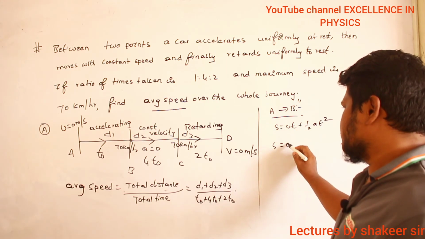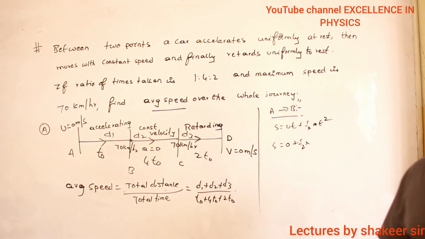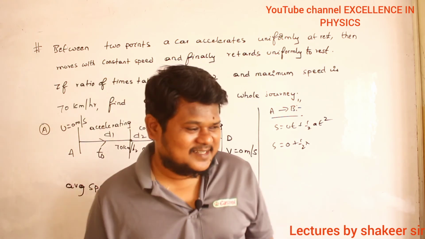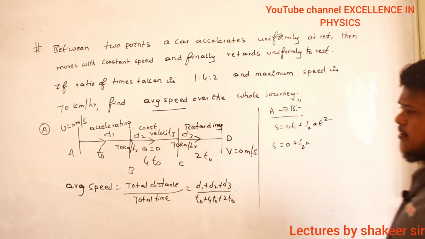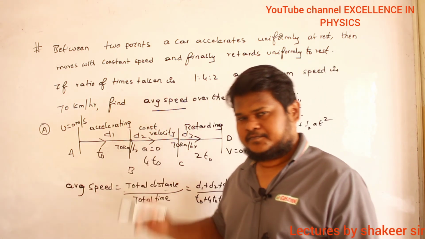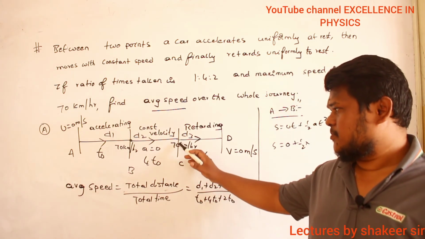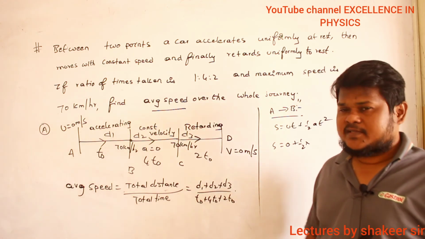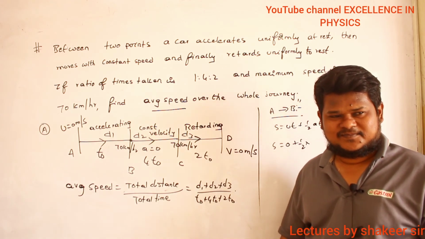Initial velocity is 0, half into acceleration. What is the acceleration from A to B? Is it given or not? No. Then how can I do this problem? Then at least is the retardation between C and D given? What is the retardation between C and D? At least is it given? No. Then how can I do the problem?